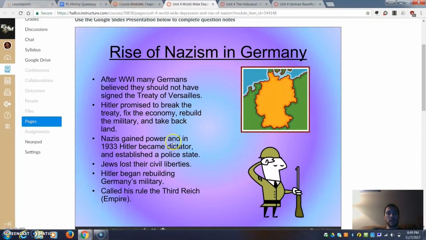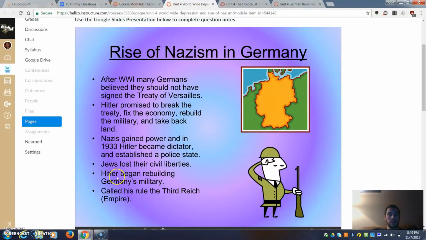Nazis gain power, and in 1933, Hitler becomes dictator and establishes a police state. That means the police run everything and there are no freedoms. What's going to happen next? The Jews lose their civil liberties. That means all liberties that normal people have, they lose. We'll talk about that in a second when we get to the Holocaust.